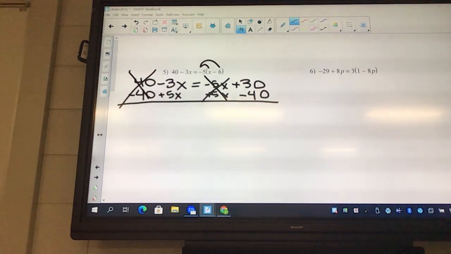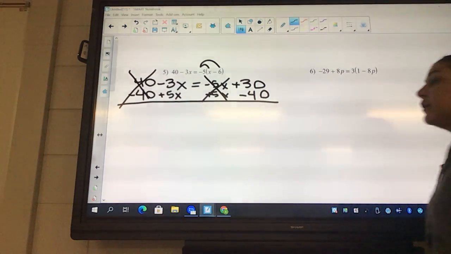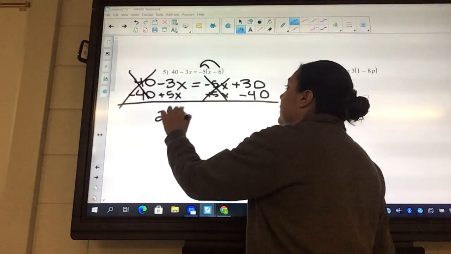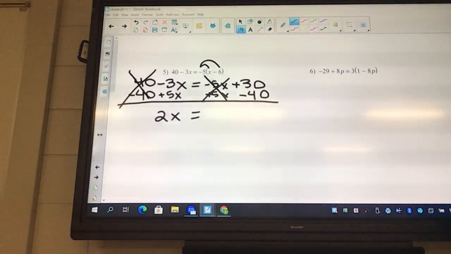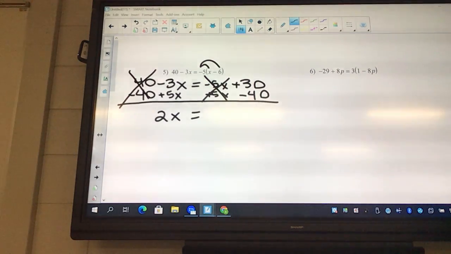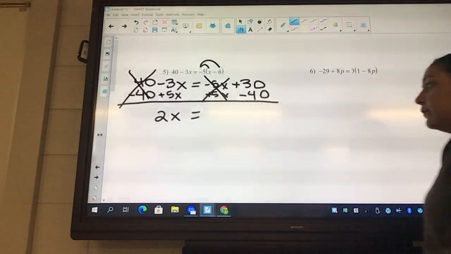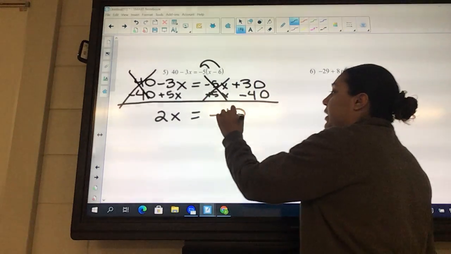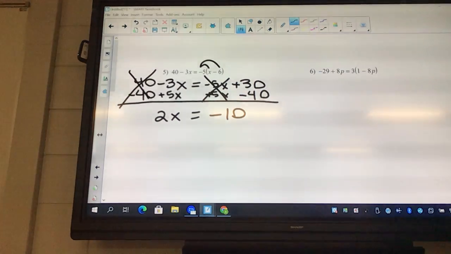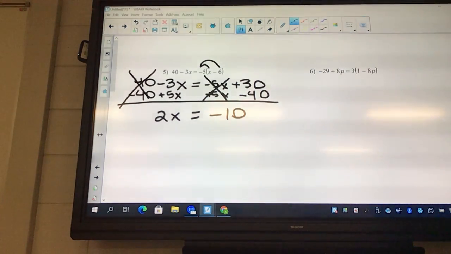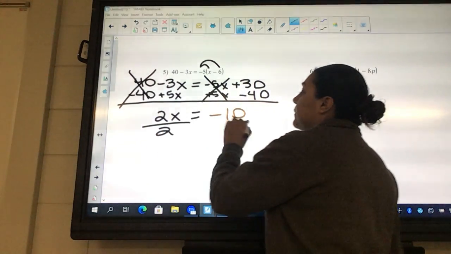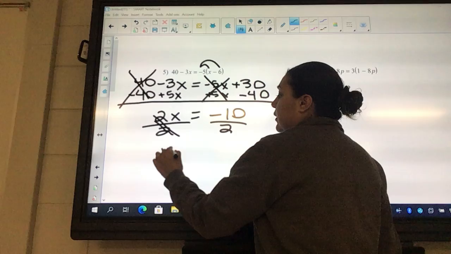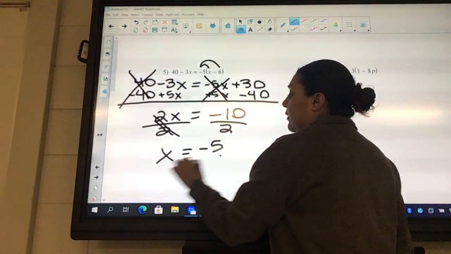-3 plus 5, 2x. Positive 30, and then a -40 will be -10. And what's our last step? Divide. We got x equals -5.